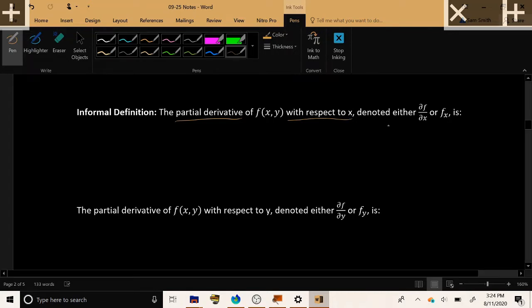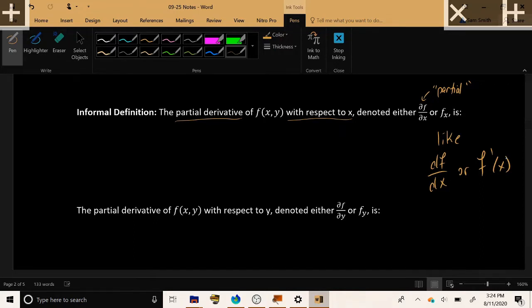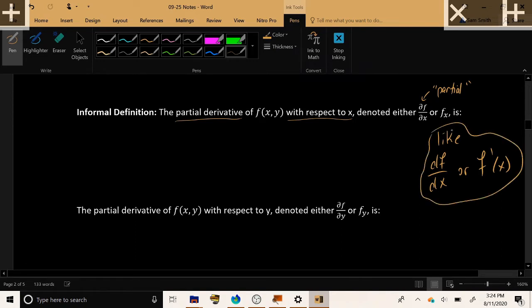Now this is denoted in one of two ways. First is this curved d, this symbol is called partial. Partial f over partial x. This is also sometimes called f with a subscript of x. And so this is kind of like df dx or f prime of x, except the notation is dealing with the fact that we have two variables here instead of one.